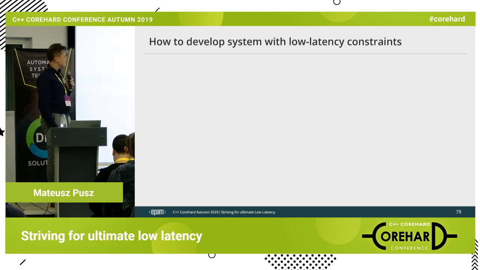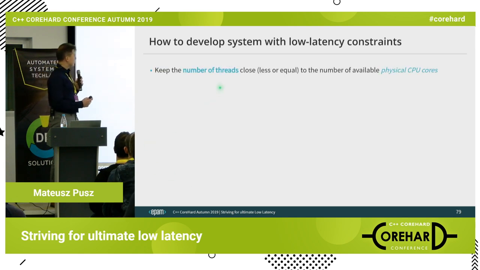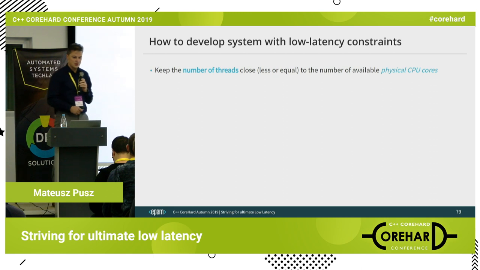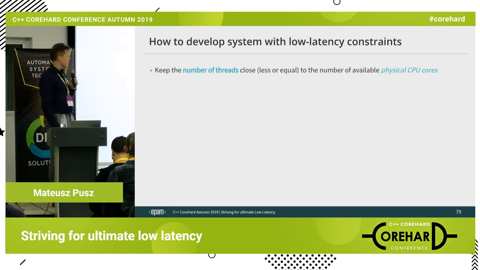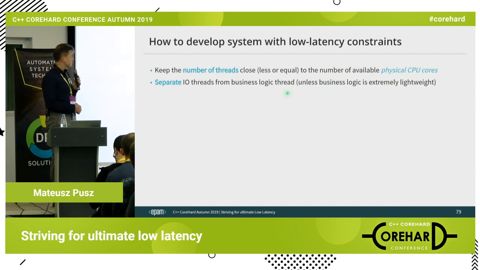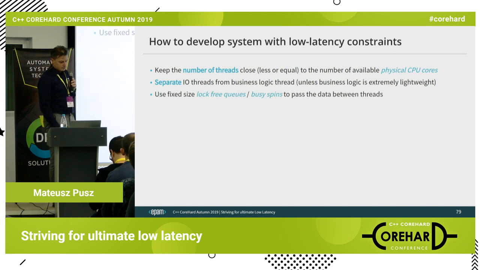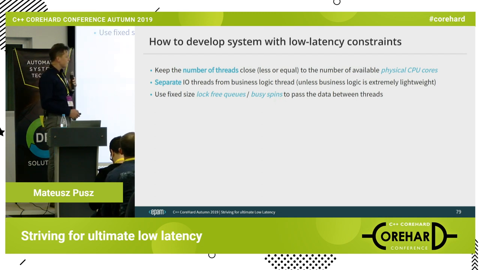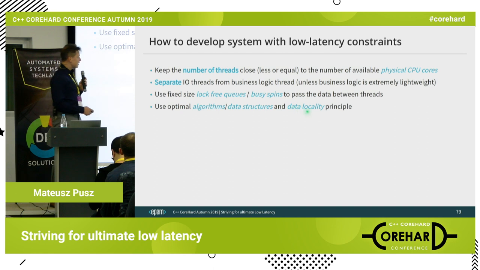Talking about software design, keep the number of threads less than or equal to the number of available physical CPU cores, if you decided to use several cores on your machine for the software. Do not make it more, because you will just lose on latency. Maybe you will gain some on throughput. Separate I/O threads from business logic threads. Use fixed size, lock free queues, and busy spins to wait, rather than OS kernel waiting. Use optimal algorithms, data structures, and the data locality principle.